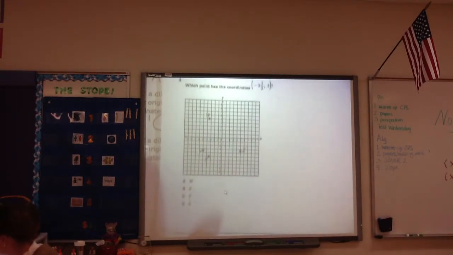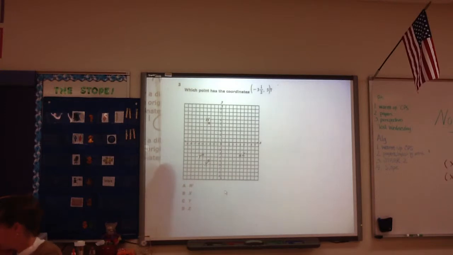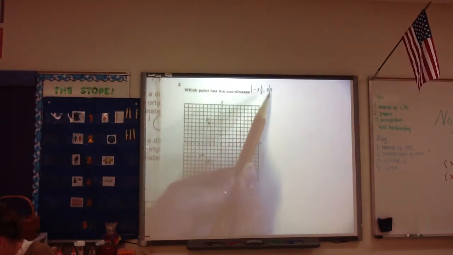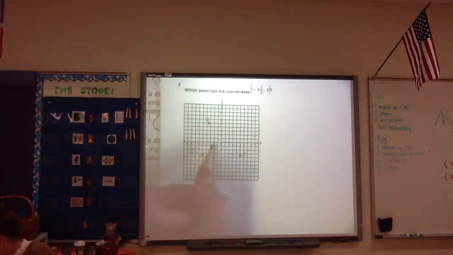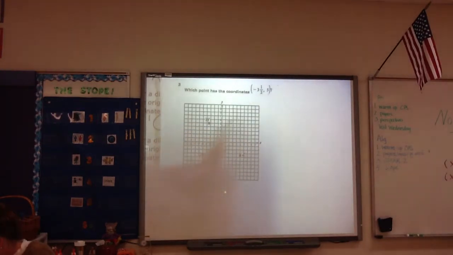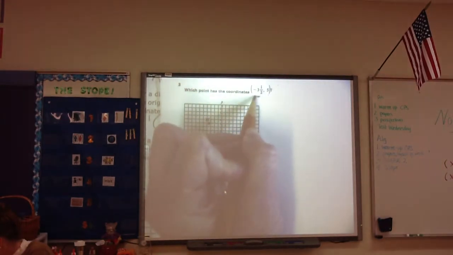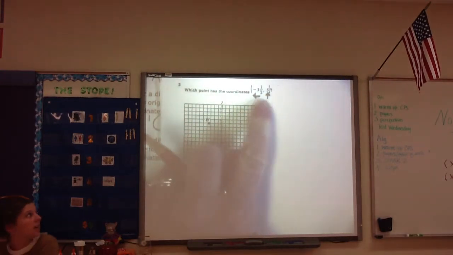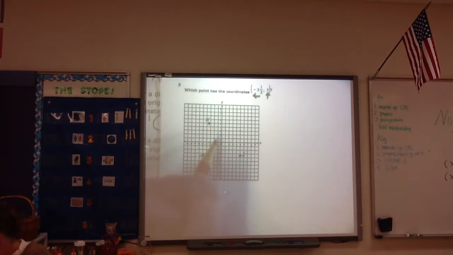Number 3, this is a basic coordinate pair. Which point has the coordinates negative 3.5 and 5? So I'm going to go over to the left, negative 3.5, and then up 5. Remember, this means to go left, and this means to go up. Left because it's negative, and up because it's positive. So our correct answer is W.